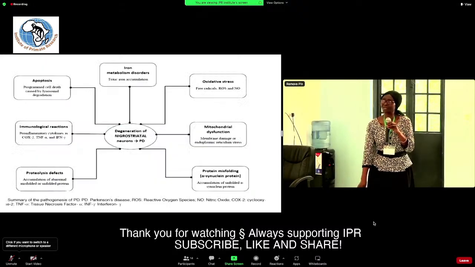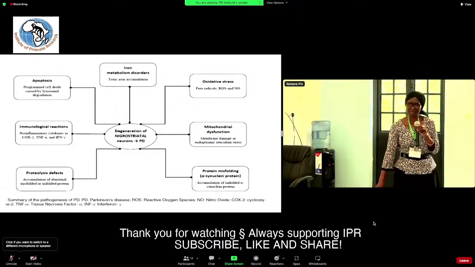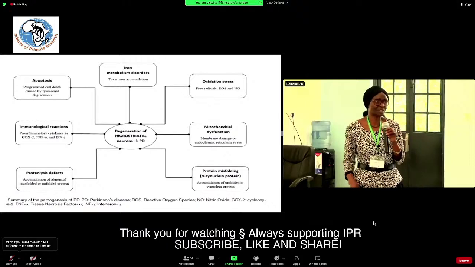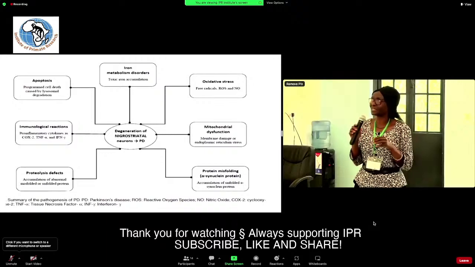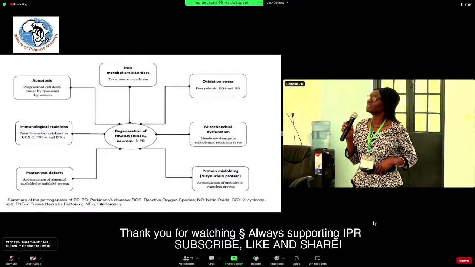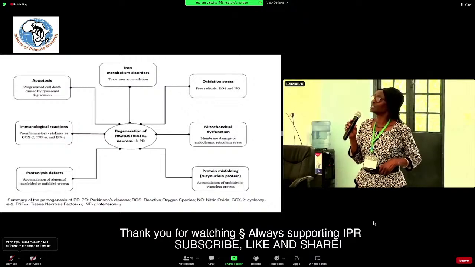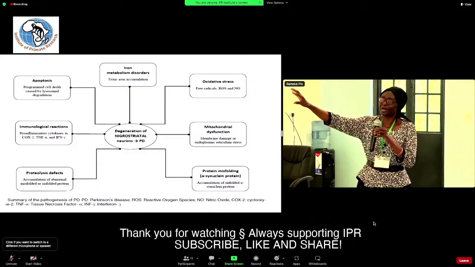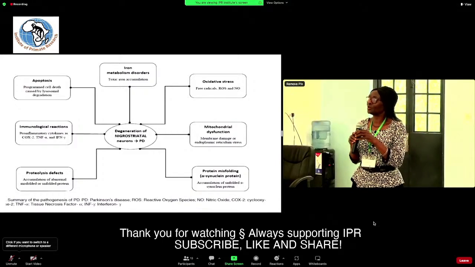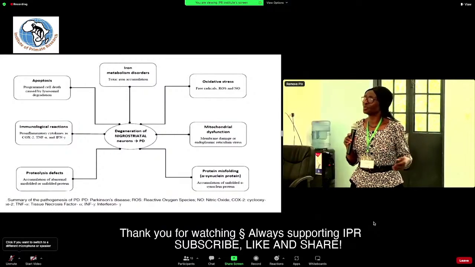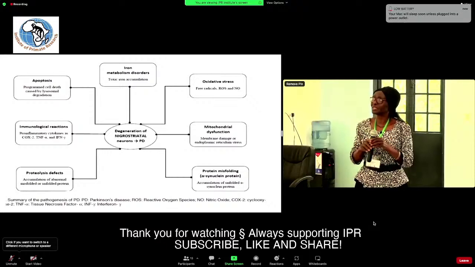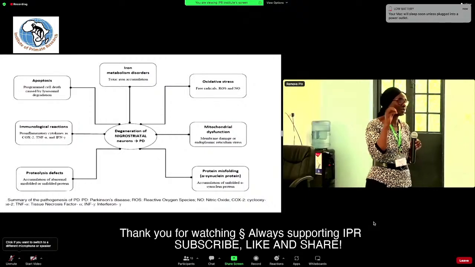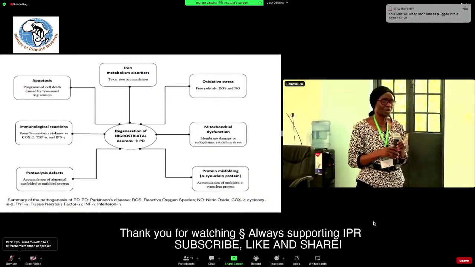Next. So this diagram shows us the 7 pathological areas that I've just listed: the apoptosis, the iron metabolism, the oxidative stress, mitochondrial, protein. In the middle, we have the degeneration of the nigrostriatal pathway neurons that leads to Parkinson's disease, and how these 7 pathological pathways are linked to the pathology of Parkinson's disease.